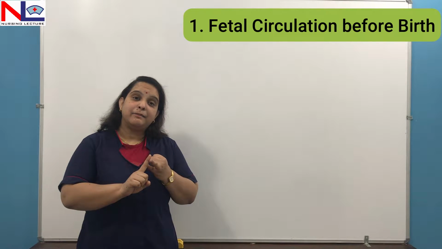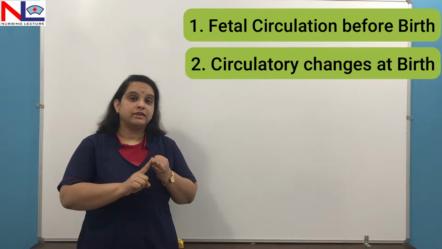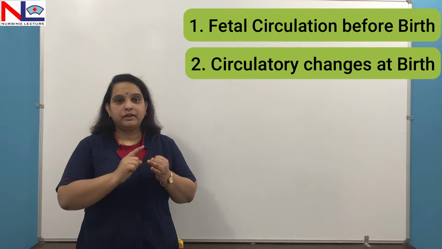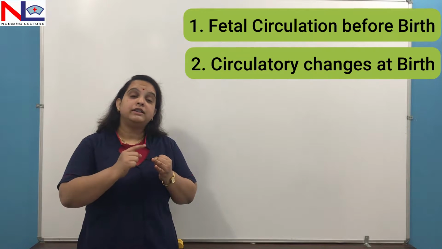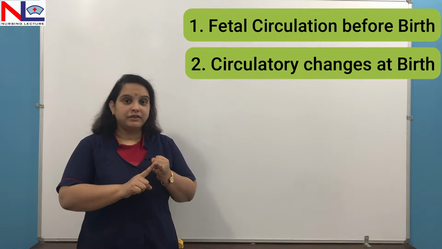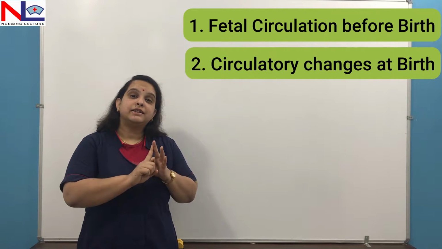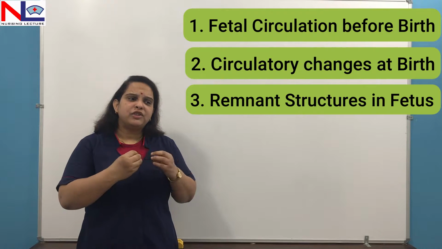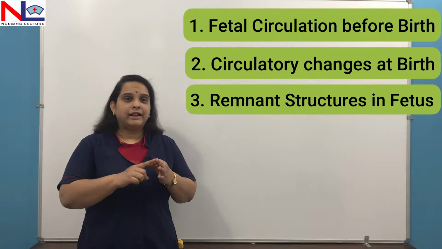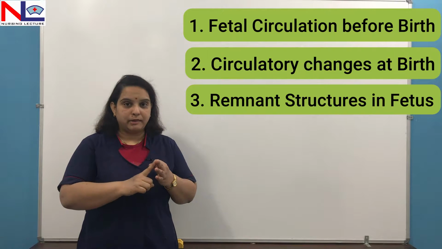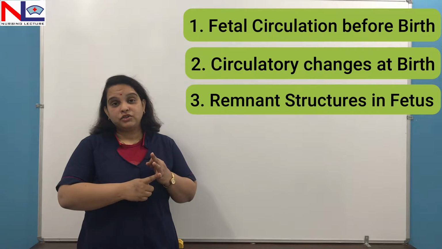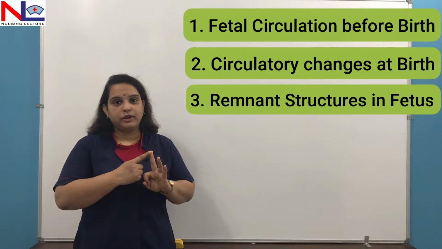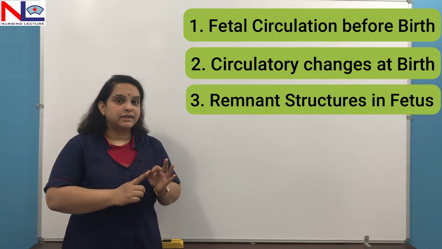Second, we'll deal with what circulatory changes take place when the fetus takes its first breath or the subsequent breaths, that is, the changes taking place after the birth of the baby. And the third will discuss the remnant structures in the fetus, because there are many temporary shunts or openings that are not required after the birth of the baby. So what happens to all these after birth, we'll discuss in the third aspect, that is, the remnant structures. Okay, so these three points will be covered in this lecture.